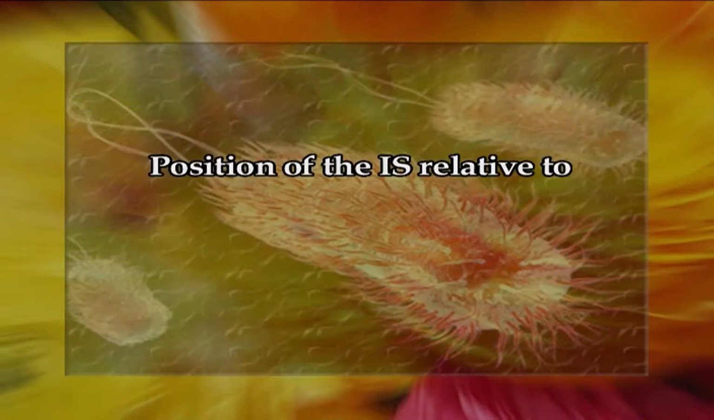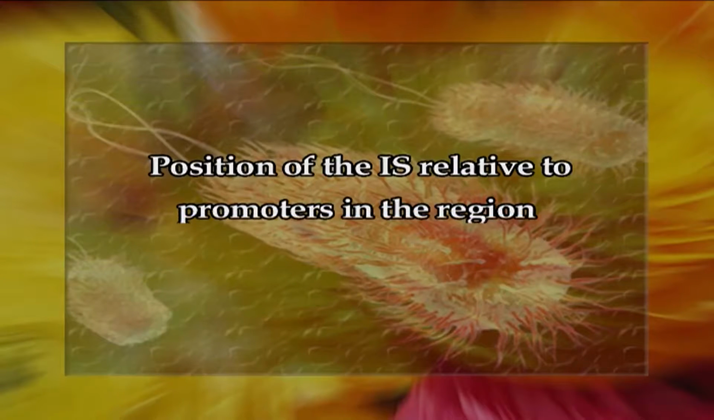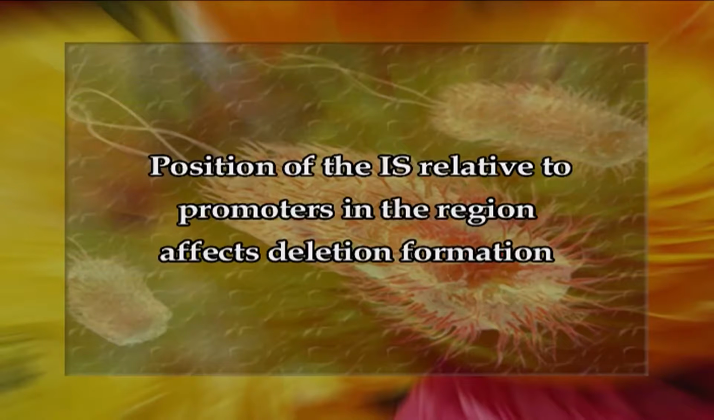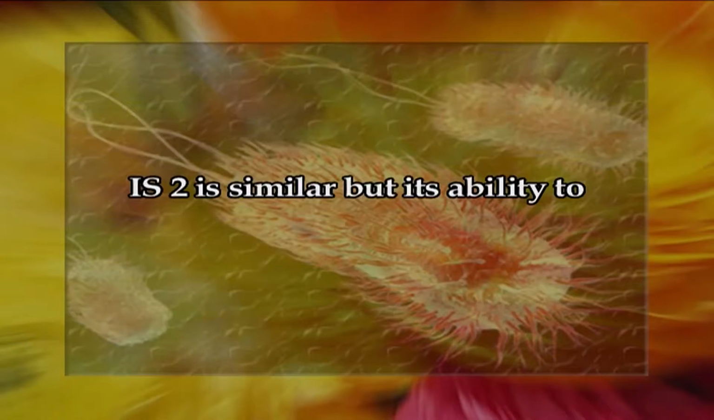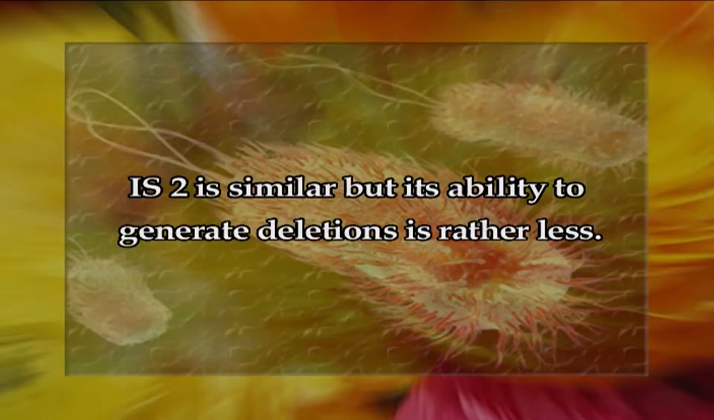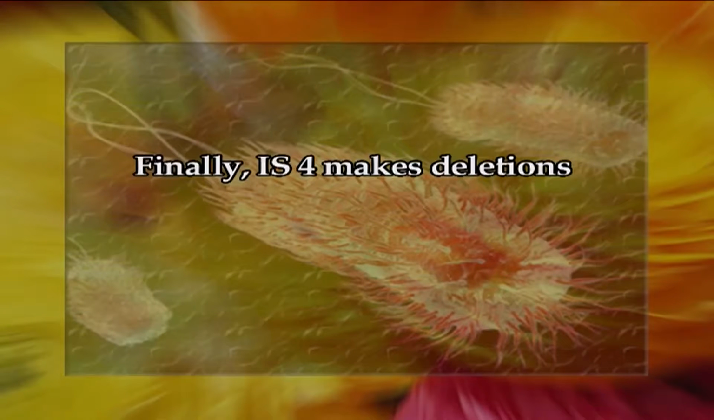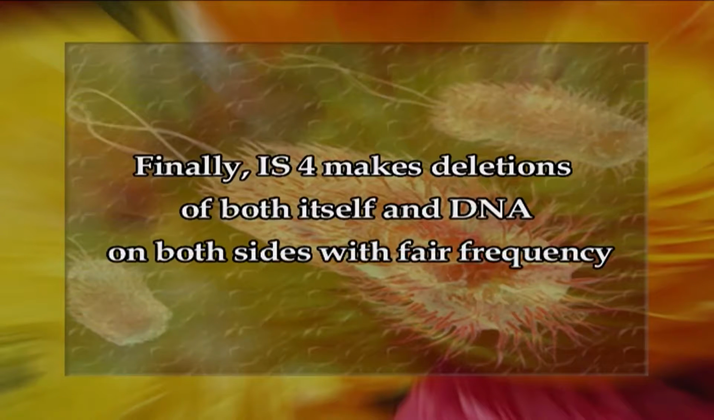It has recently been shown that the position of the insertion sequence relative to promoters in the region affects deletion formation by unknown mechanisms. IS2 is similar, but its ability to generate deletions is rather less. Finally, IS4 makes deletions of both itself and DNA on both sides with fair frequency.